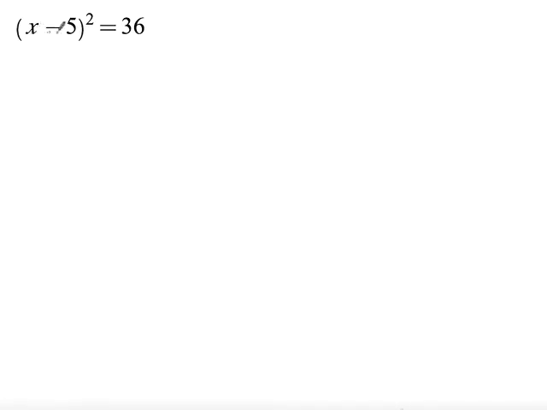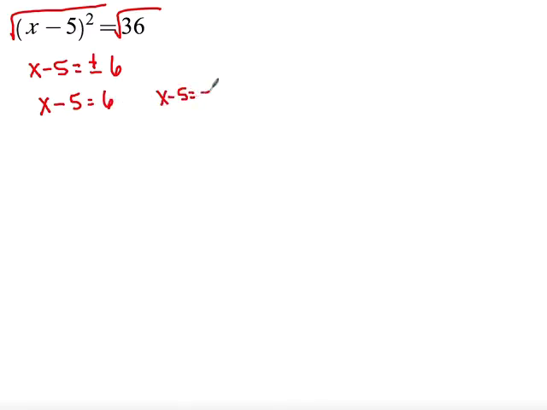My next example, I've got (x minus 5) squared equals 36. I've got to get rid of my squared here, trying to get x by itself, so I'm going to square root both sides. That gives me x minus 5 equals plus and minus square root of 36, which is 6. Then I'm going to split this up because I've got a plus and minus into two parts. x minus 5 equals positive 6, and x minus 5 equals negative 6. I'm going to add 5 to both sides here, so x equals positive 11. Add 5 to both sides here, x equals negative 1.